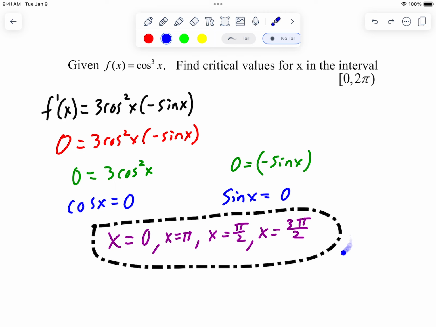Okay, so my critical values, I got x equals 0, pi, pi halves, and 3 pi halves. That is in the interval 0 to 2 pi, including the 0, not including the 2 pi. How did I get that? Great question. Glad you asked.